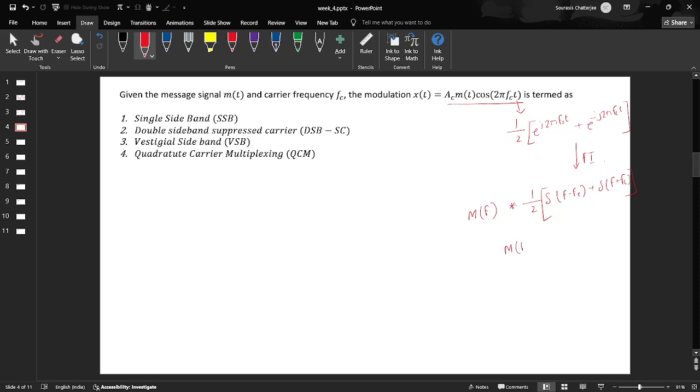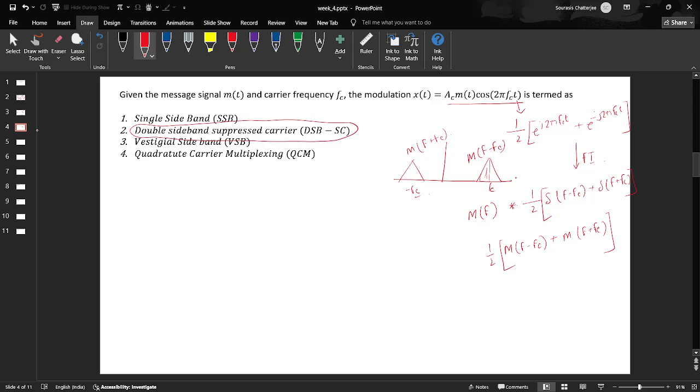So essentially what I will be getting is a shifted version of M(f), like this, shifted to the center frequency fc, and of course minus fc here. So this is M(f minus fc), this is M(f plus fc). So this is what you can see: there is no carrier present, so suppressed carrier, and you have both the sidebands here, so it's a double sideband suppressed carrier or DSBSC modulation.